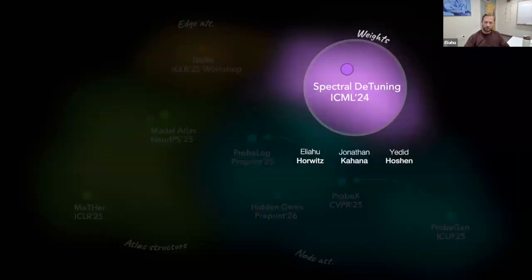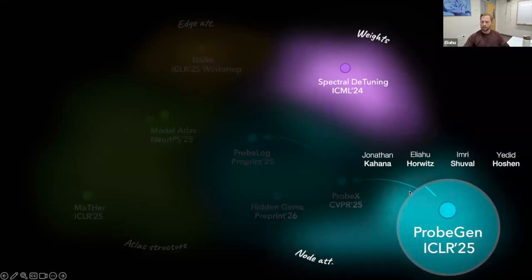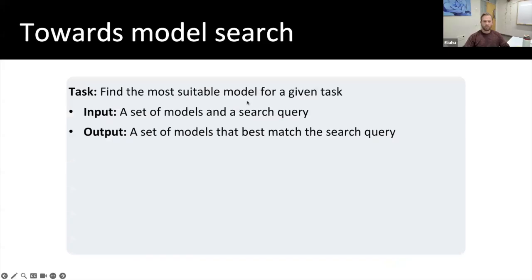Okay, so that was the first paper about how to recover the weights. Let's quickly go over things related to model discovery. This is a paper, and model discovery is kind of a step towards model search. Our overarching task would be to find the most suitable model for a given task, and the input is just a set of models and a search query.